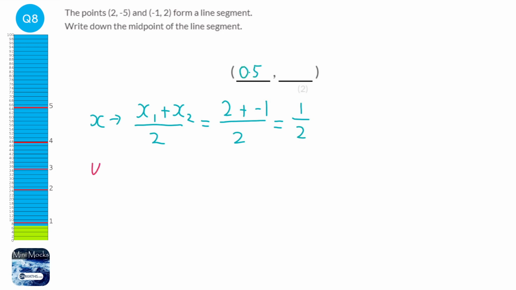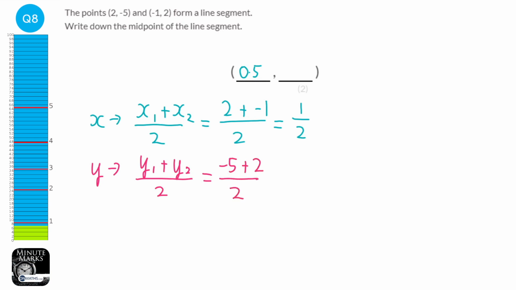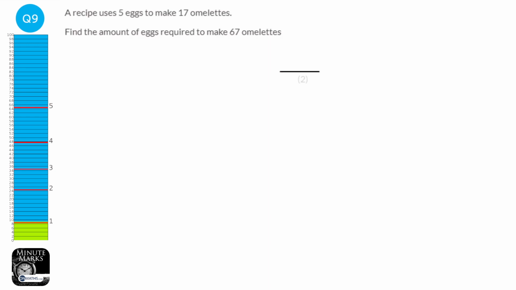Could do the same thing for the y coordinates. And the formula is the same, but just with adding the y coordinates together and dividing by 2. So it's going to be -5 plus 2. All of that divided by 2. So that's going to be -3 over 2, or -1.5.